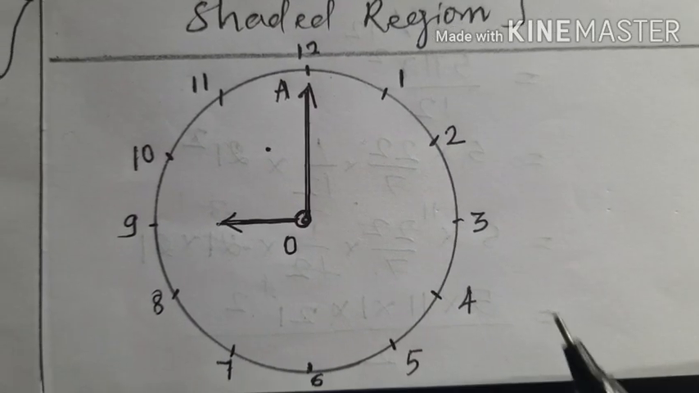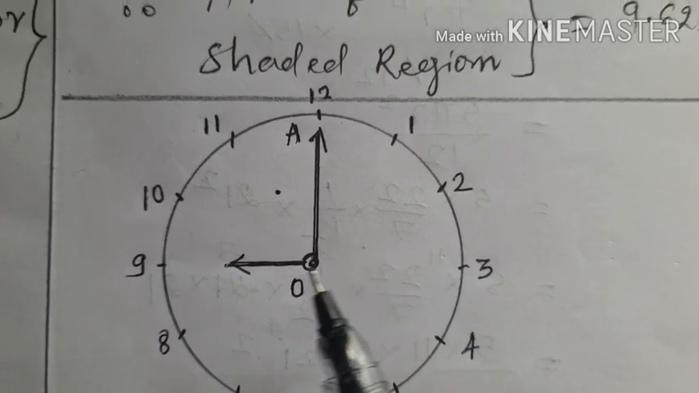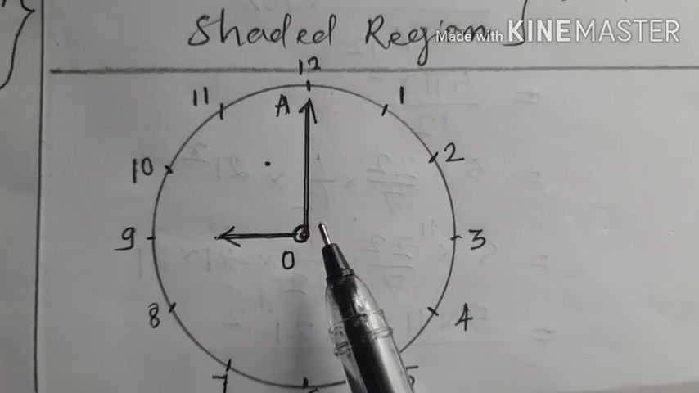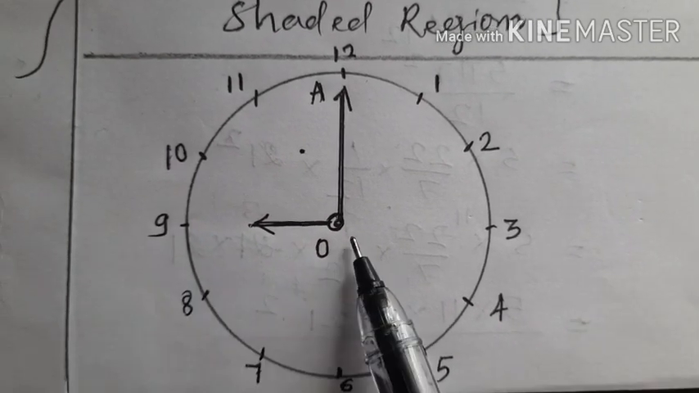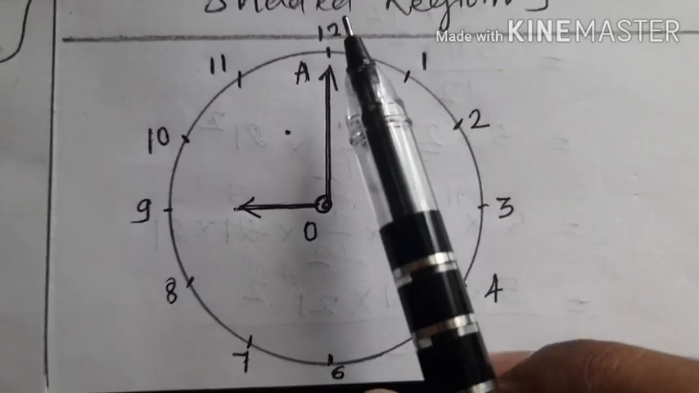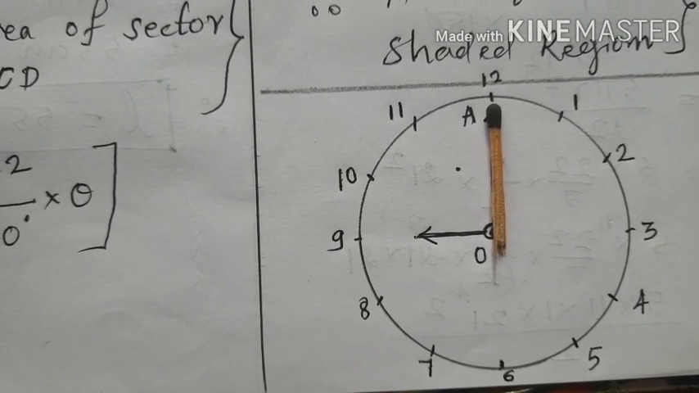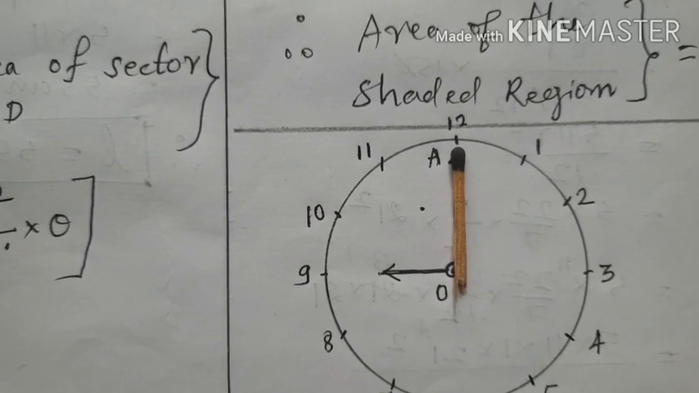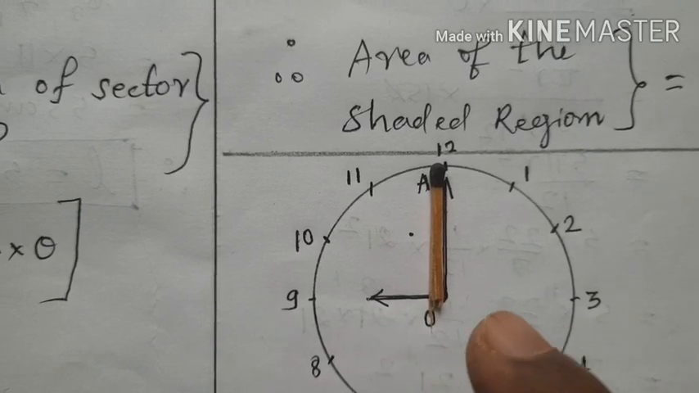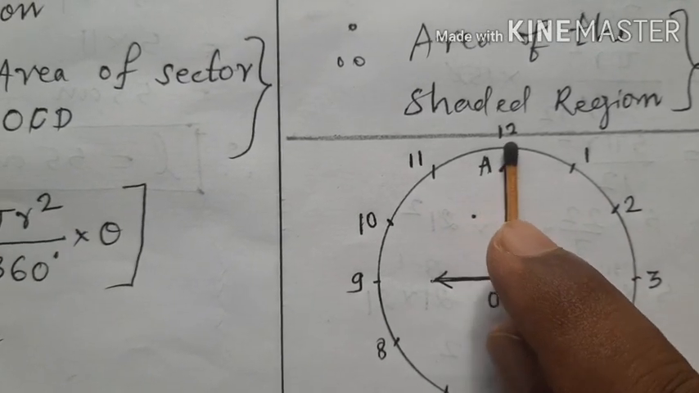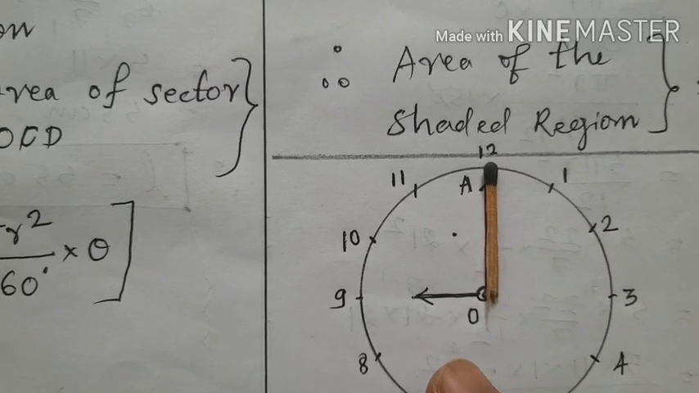Now look at the face of the clock. When the time is 9 o'clock, the hour hand points to 9 and the minute hand points to 12. Let us see the face of the clock. Here this is the hour hand and this is the minute hand. Now the time is 9 o'clock.